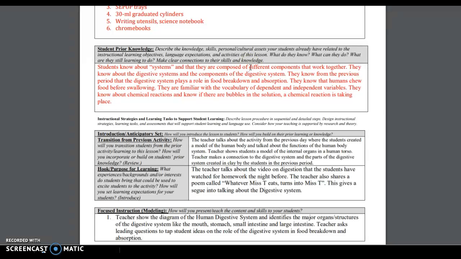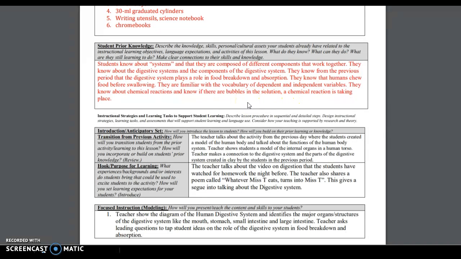They know from previous periods that the digestive system plays a role in breaking down food and absorption. They know that humans chew before they swallow. They're familiar with the vocabulary of dependent and independent variables, and they know about chemical reactions and know that if there are bubbles in a solution, a chemical reaction is taking place.